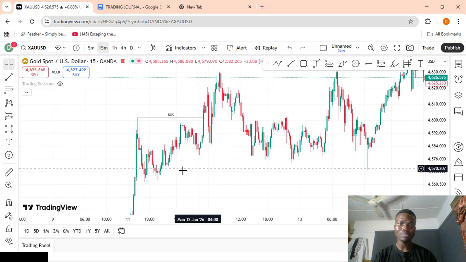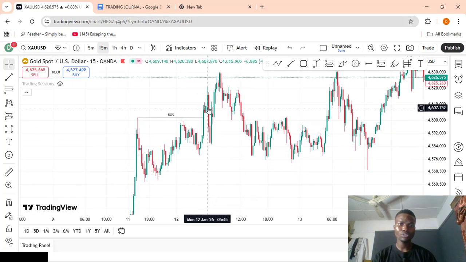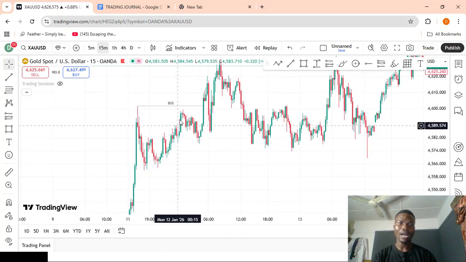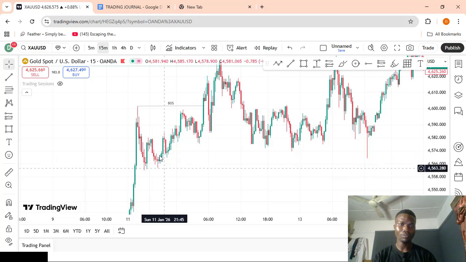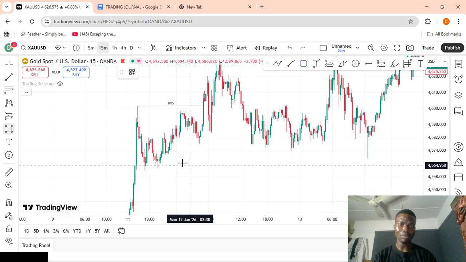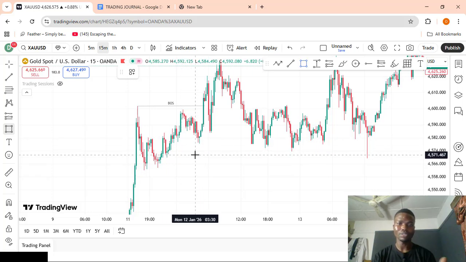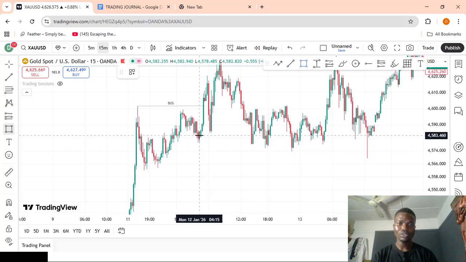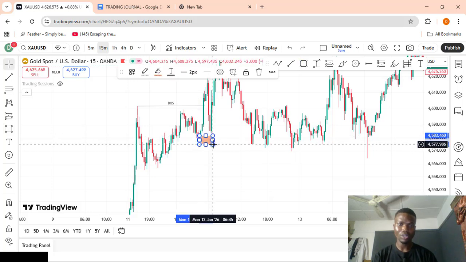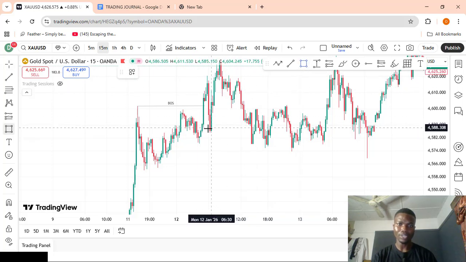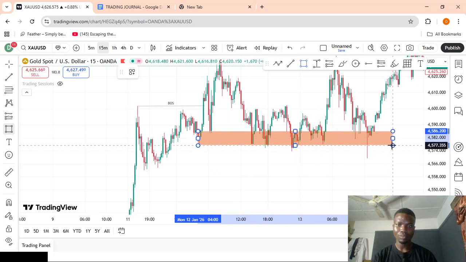Now we know that immediately price has broken through our break of structure, we have a demand area below that area. So what I have to do right now is mark out my demand area. So how do you mark out your demand area? This is not your demand area. This is not where you mark your demand area, because if you mark your demand area around here, can you see what is happening now?